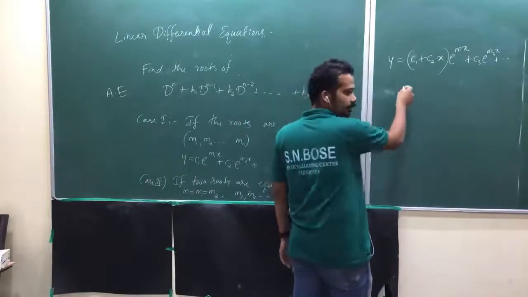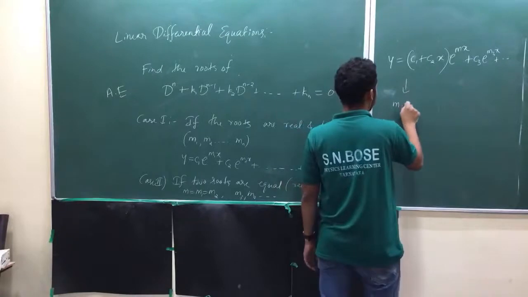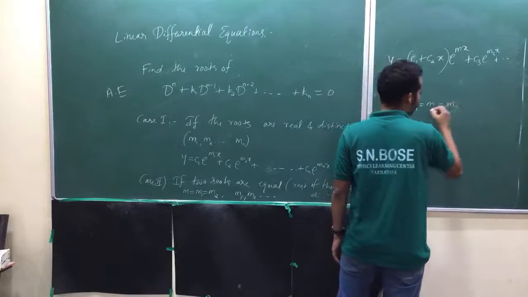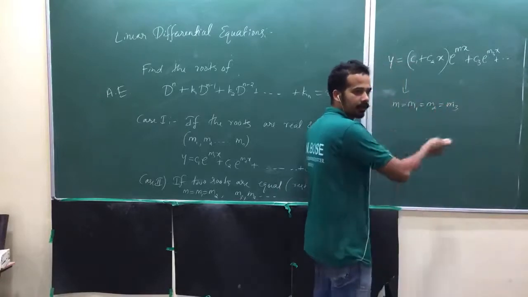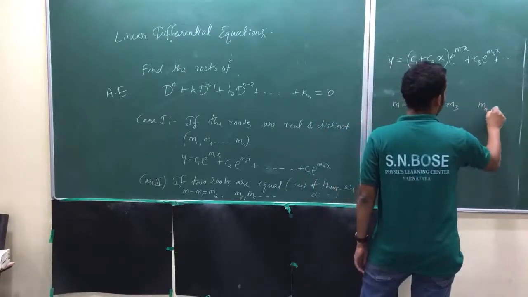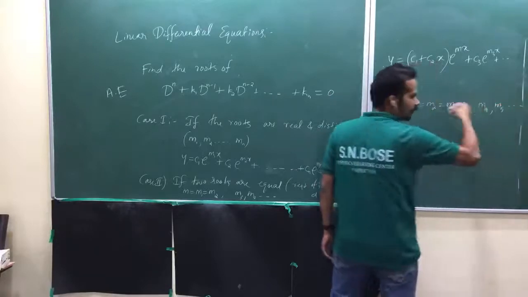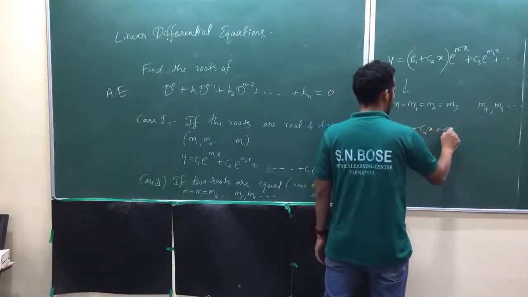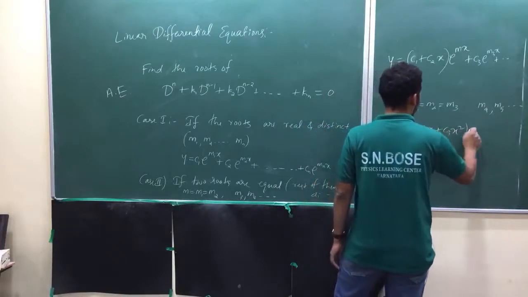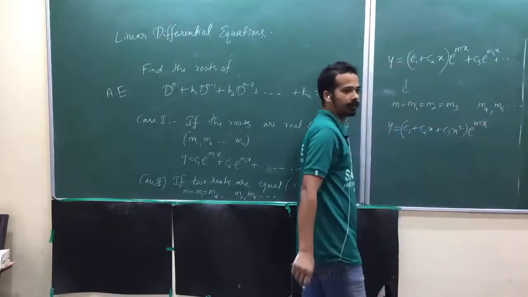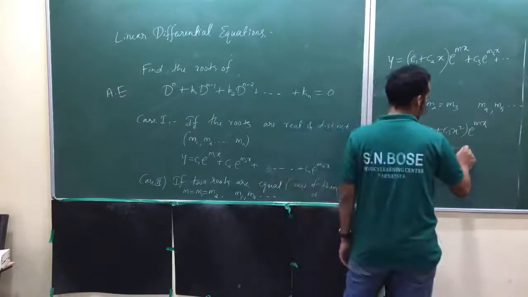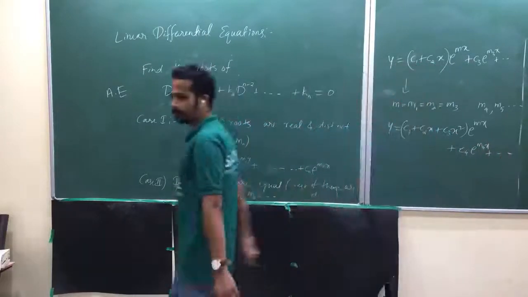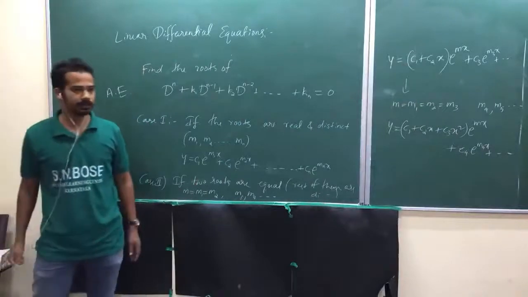Again, let me just continue. If m is equal to m1 is equal to m2 is equal to m3, if 3 roots are repeated, I have 3 repeated roots, m4, m5 and all different, is that okay? Then how do you write? c1 plus c2x plus c3x square into e power mx corresponding to the repeated root. Is that okay? So plus c4 into e power m4x plus and so on. I hope you got the idea how to proceed generally. Okay.